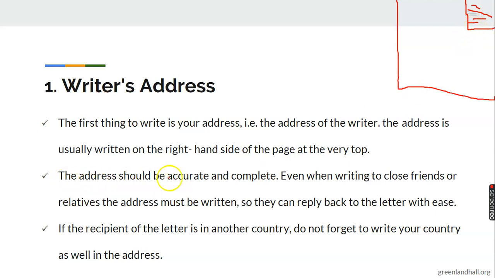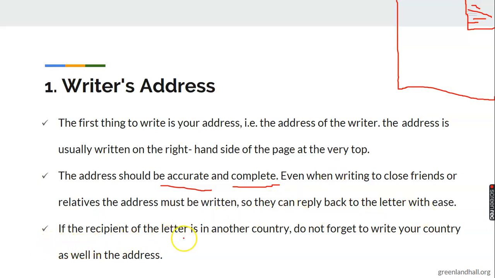Okay, the address should be accurate and complete. Accuracy and completeness. It must be accurate and it must be complete. Even when writing to close friends or relatives that know your address very well, you should be able to write your address in an accurate and complete manner. And the address must be written so they can reply back to the letter with ease. You know, when the letter is written with accuracy and completeness, it will help the reader to reply back to the letter with ease. Alright?